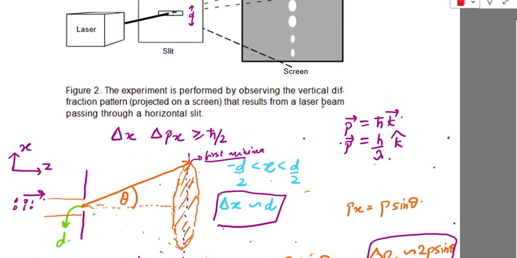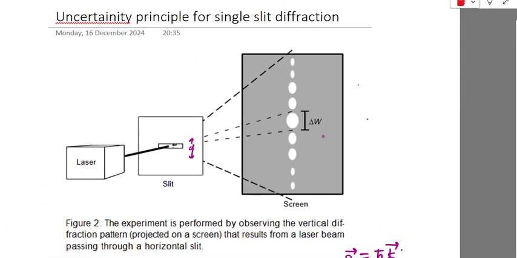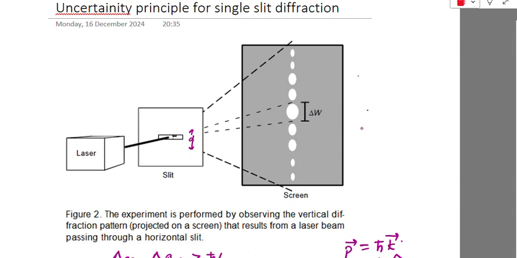And in the paper that I'm going to put, they also verified it experimentally. They did this real experiment, changed the slit width, and verified the uncertainty principle with the experimental values for different scenarios.